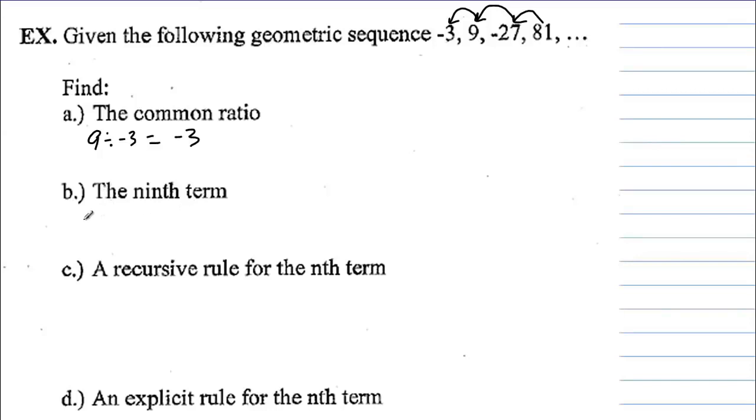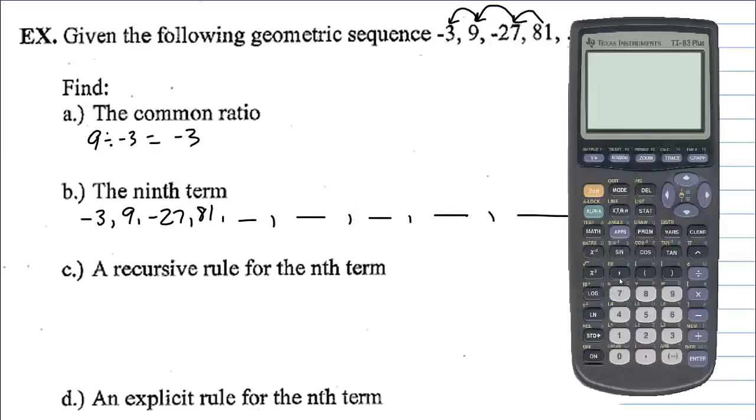The 9th term: -3, 9, -27, 81. That's the 4th, 5th, 6th, 7th, 8th, and 9th. We're going to have to multiply by -3 several times. Let's grab a calculator for this. I don't really want to keep multiplying without a calculator.